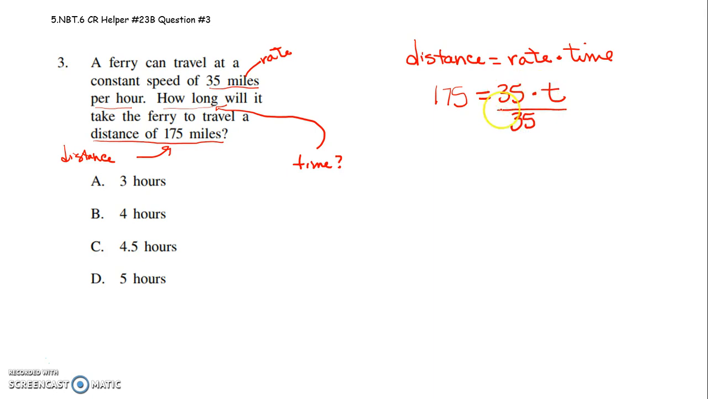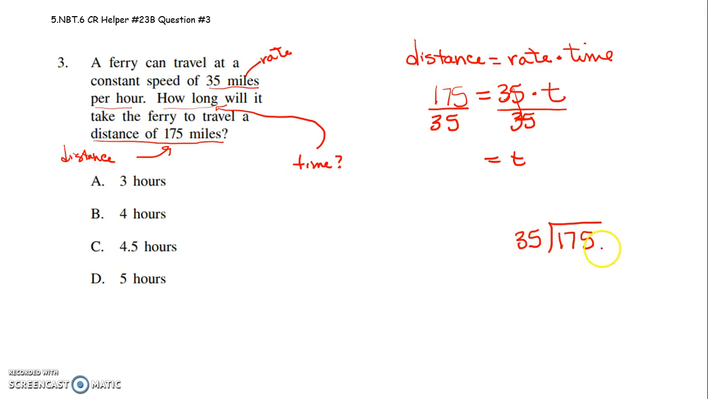So I'm going to divide the right-hand side of this equal sign by 35, which means I go over to the left-hand side of this equal sign and also divide by 35. 35 divided by 35, fancy form of 1. 1 times t is just t. So in order to find the time, you take your distance divided by your rate. That will give you your time. Your time will be your distance divided by your rate.